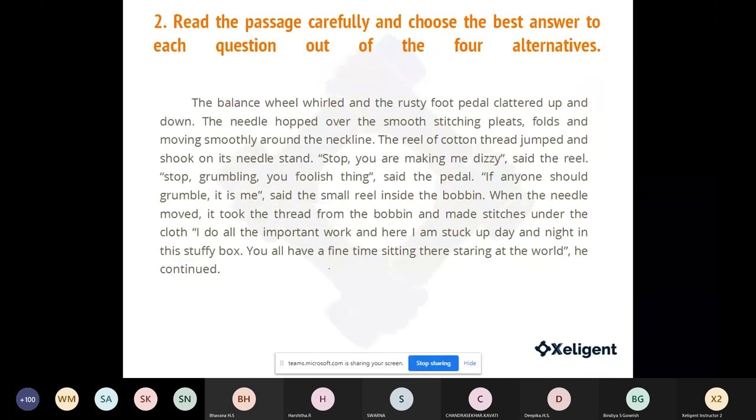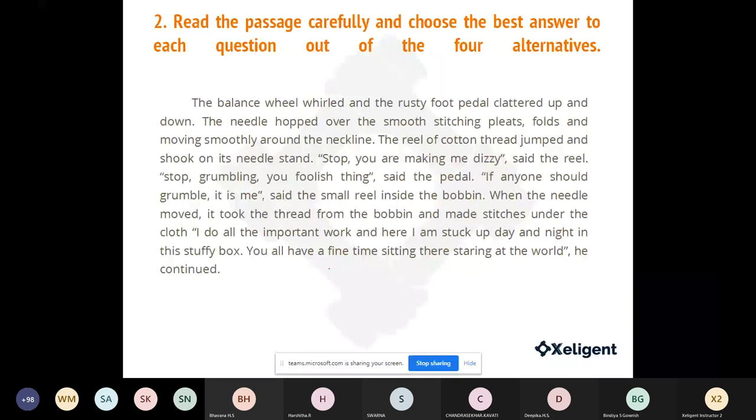The balance wheel whirled and the rusty foot pedal clattered up and down. The needle hopped over the smooth stitching pleats, folds, and moving smoothly around the neckline. The reel of cotton thread jumped and shook on its needle stand. "Stop, you are making me dizzy," said the reel. "Stop grumbling, you foolish thing," said the pedal. "If anyone should grumble, it's me," said the same reel inside the bobbin. When the needle moved, it took the thread from the bobbin and made stitches under the cloth.